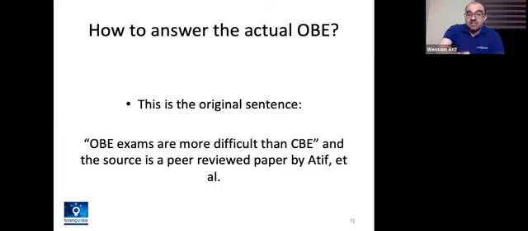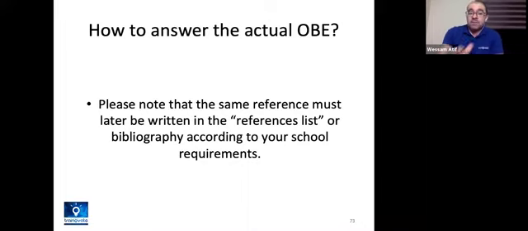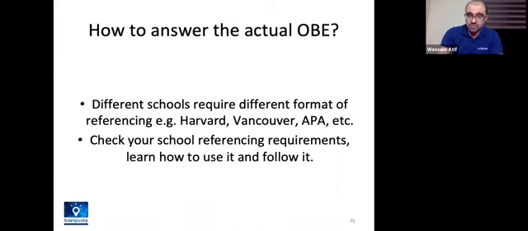So if this is the original sentence, open book exams are more difficult than closed book exams, and this is the source, then you can write it in this way: exams taken under closed book conditions may have a lower level of difficulty than those taken under open book conditions. Okay, and you put the reference. Please note that the same reference must later be written in your references list. Once you're done, you'll create the references list or bibliography, where you list the sources, organized. It will be cited in text, and it will also be cited in the list of references at the end of your assignment.